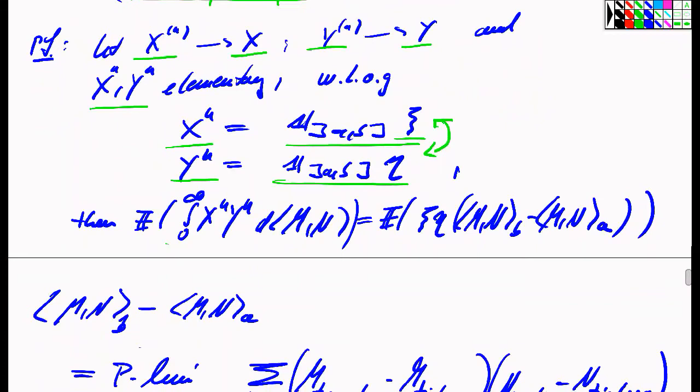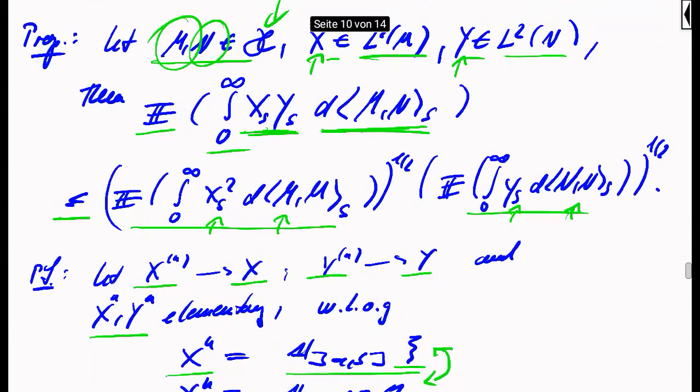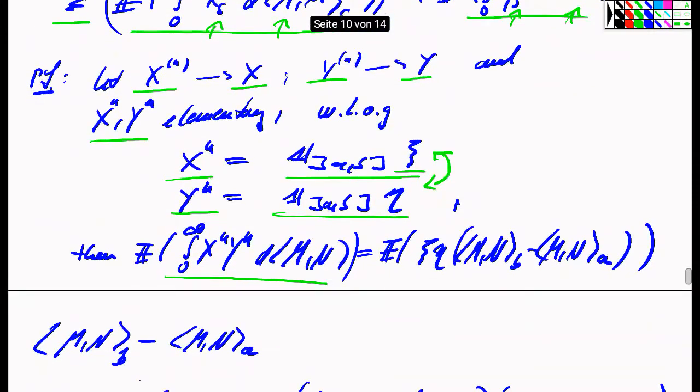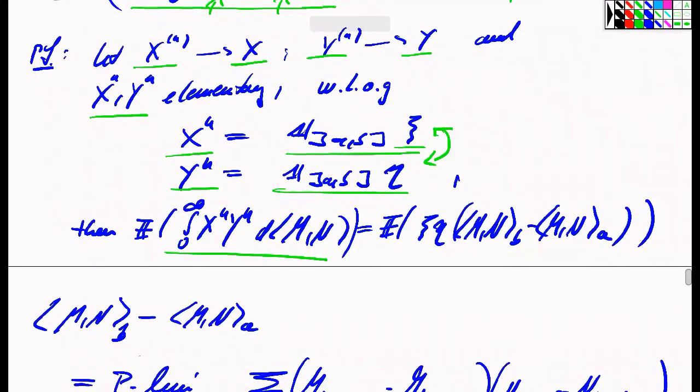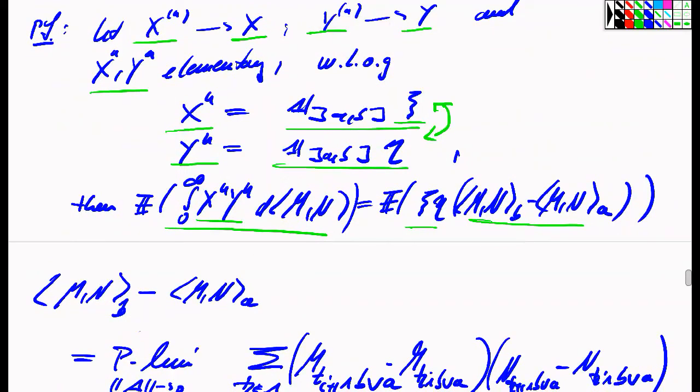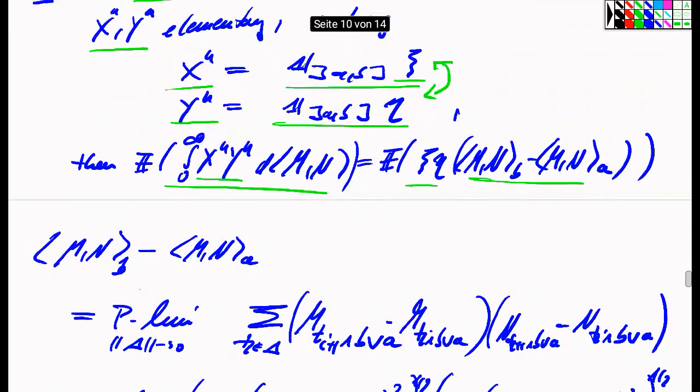Okay, and then the expected value, which is appearing on the left-hand side of this claim, of this Kunita-Watanabe inequality, is then, because the x and y processes are piecewise constant in time, just the expectation of the product of psi and eta times the difference of this bracket process, just by the definition, basically, of the Stieltjes integral on these two time points.